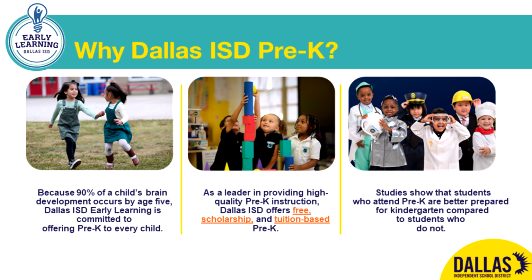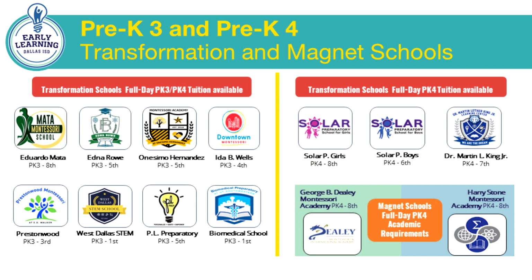And so we know that 90% of the child's brain development happens from the time that they're born up until 5 years old. So 5 years old for us is actually kindergarten. So in Dallas ISD, we really provide the unique opportunity that we can help support and guide and mold and develop your child's brain development when they attend pre-K3 or pre-K4. Studies show that students that attend pre-K are better prepared and kindergarten ready compared to the students that don't attend pre-K.